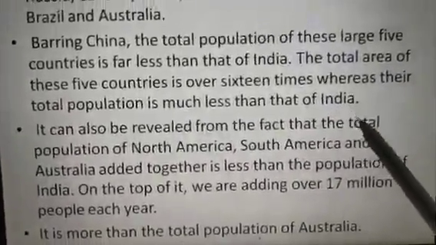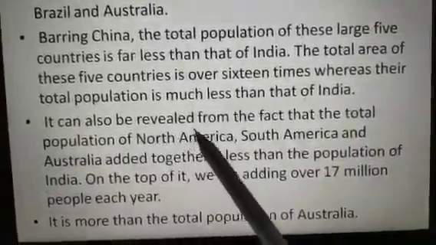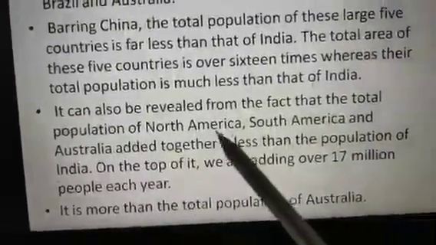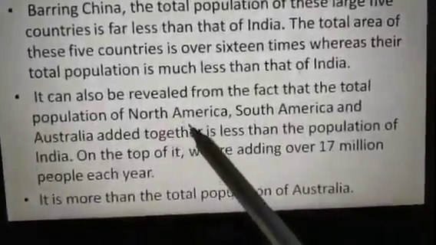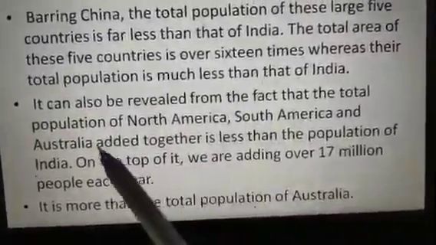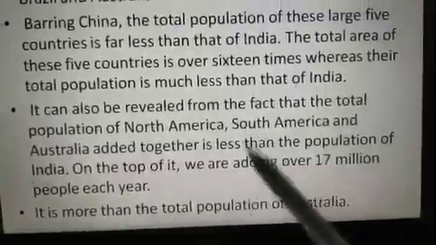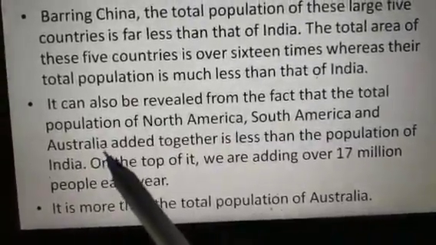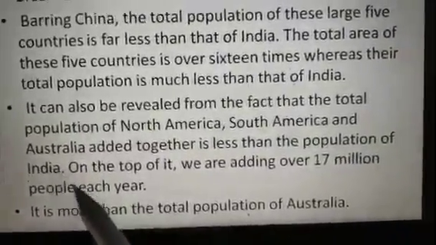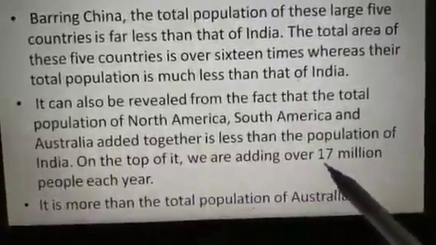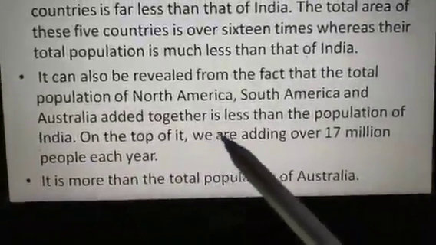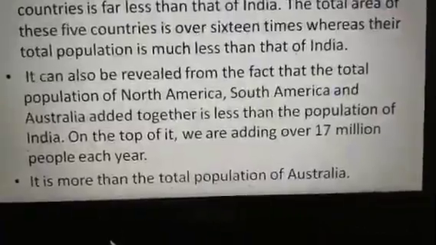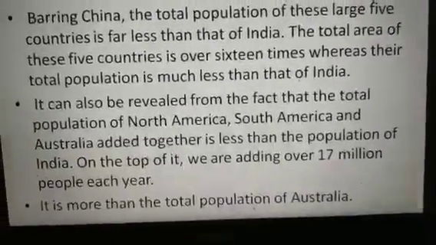So students, it can also be revealed from the fact that, and very carefully listen, the total population of North America, South America and Australia added together is less than the population of our India. And you might have heard this many times from our Prime Minister Modi. He used to say this. And on top of it, we are adding over 17 million people each year. So this is the structure of global population and the contribution of the Indian population. So it is more than the total population of Australia.